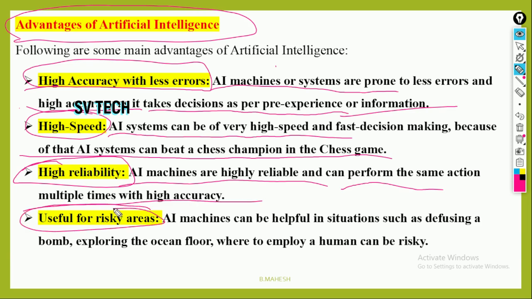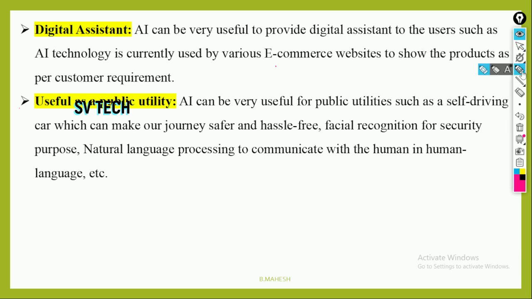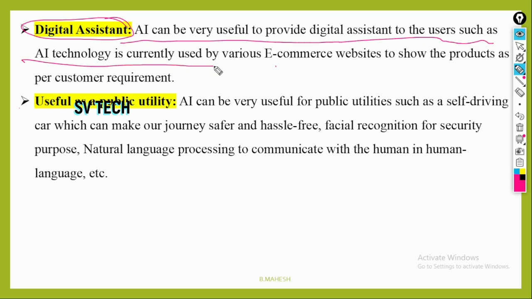And the next one, useful for risky areas. AI machines can be helpful in situations such as defusing a bomb, exploring the ocean floor, where to employ a human can be risky. And AI can work as digital assistants. Nowadays we are already seeing Siri, Alexa, all these are digital assistants which can do the work we have given. AI can be very useful to provide digital assistance to users, such as AI technology currently used by various e-commerce websites to show their products as per customer requirement.